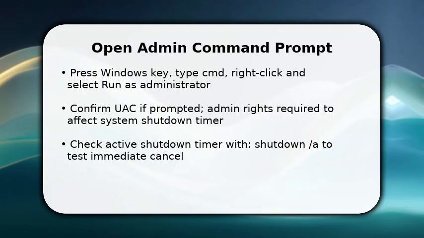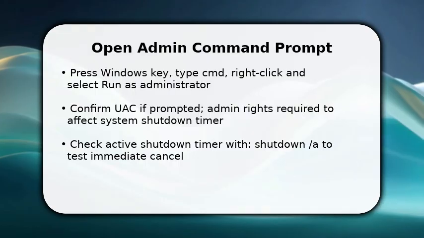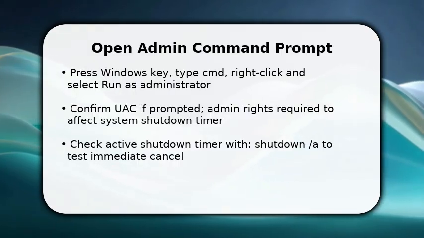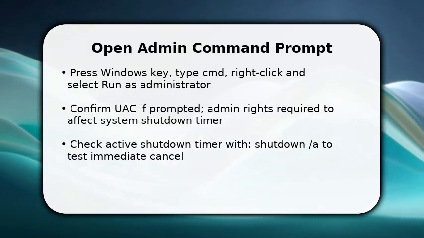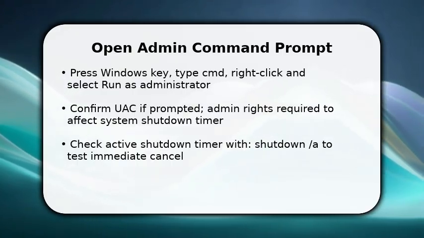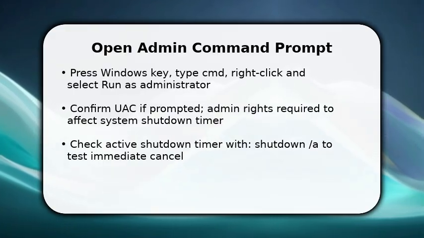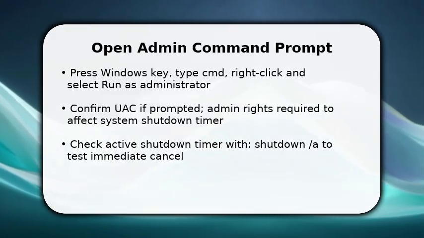First, press the Windows key, type CMD, right-click and choose Run as Administrator. Confirm the UAC prompt. Then type shutdown /a to see if an active timer exists. This immediate command both queries and cancels. It fails if there is no pending shutdown, so make sure you actually have a scheduled shutdown to abort.